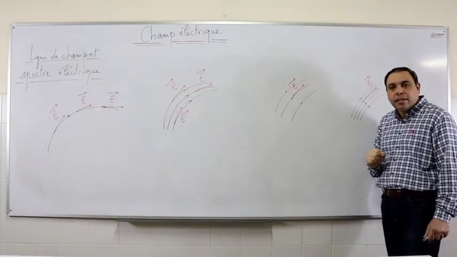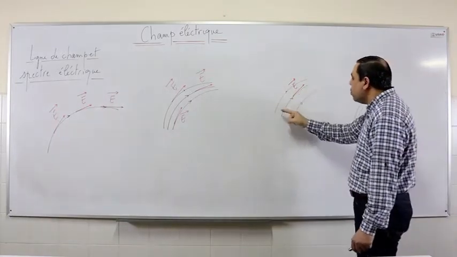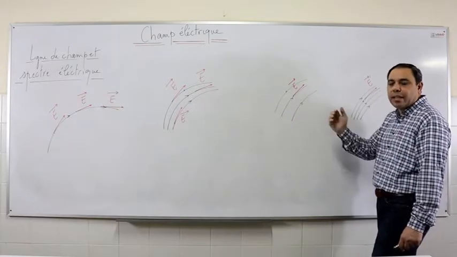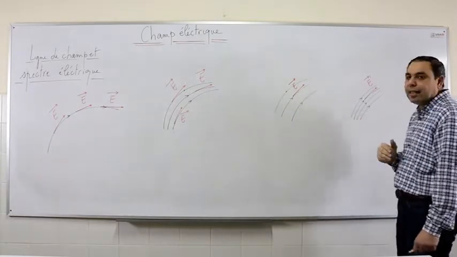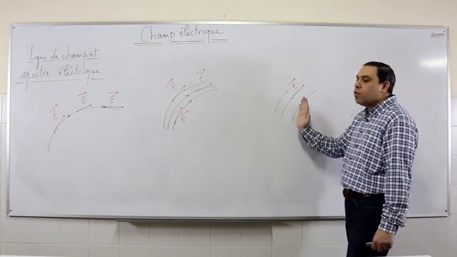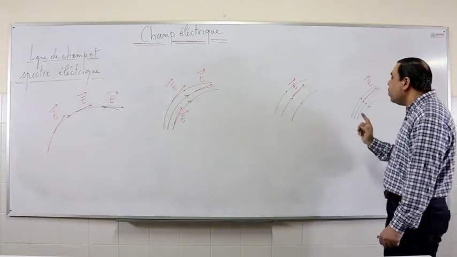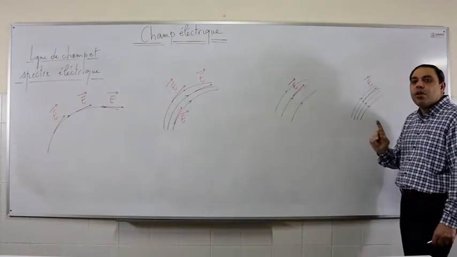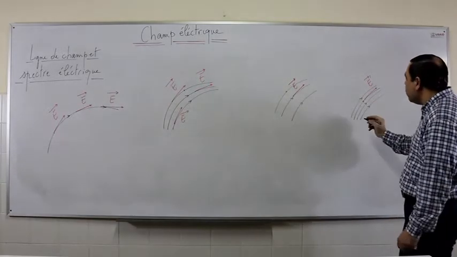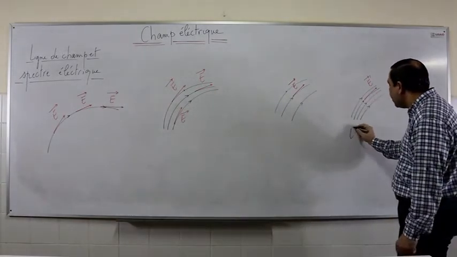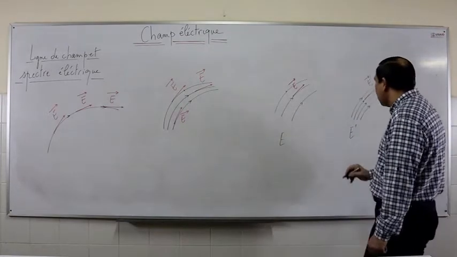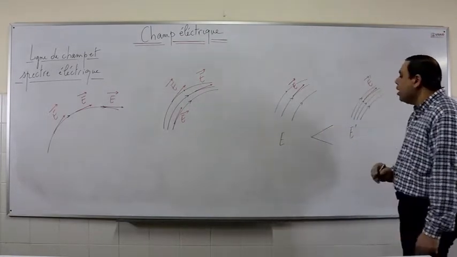Here we have 2 electric spectra. In this region, we have 3 field lines. This spectrum is formed of 3 field lines. This spectrum is formed of 4. The tighter the field lines are, the greater the magnitude of the electric field is. If you want to compare the magnitude of E prime to that of E, we notice that E prime is greater than E.